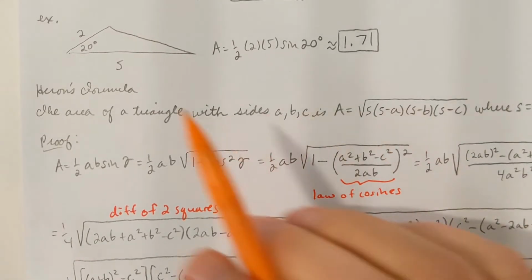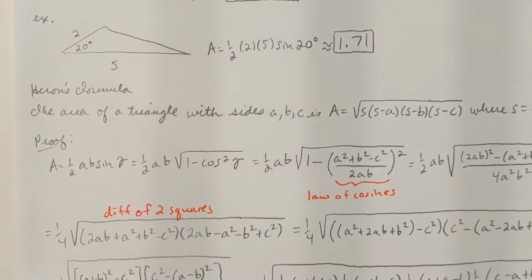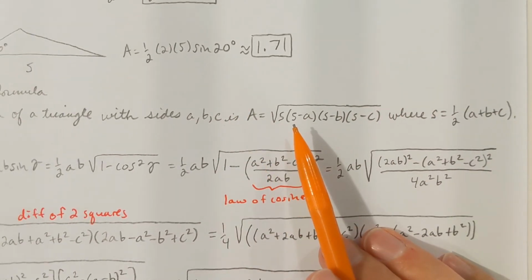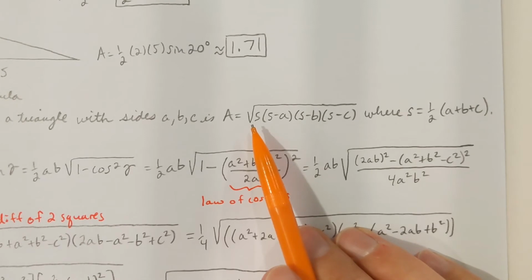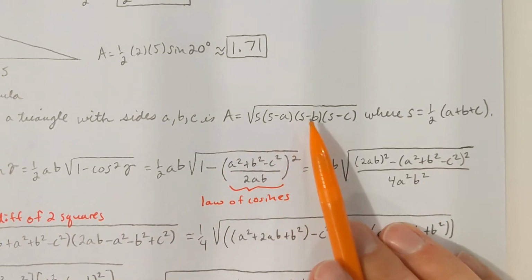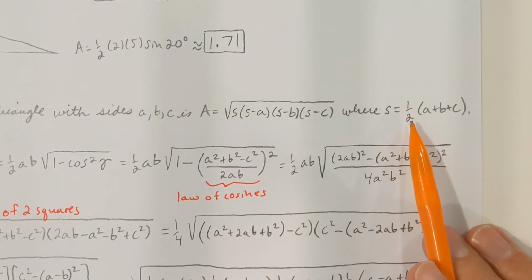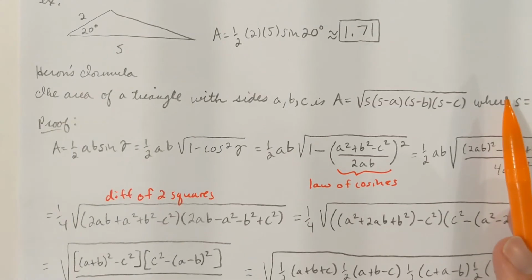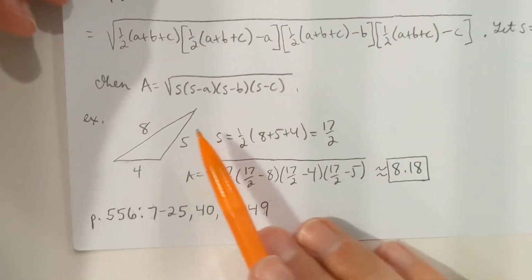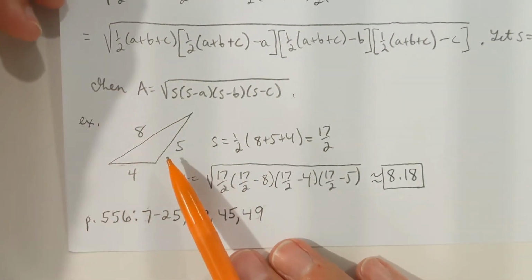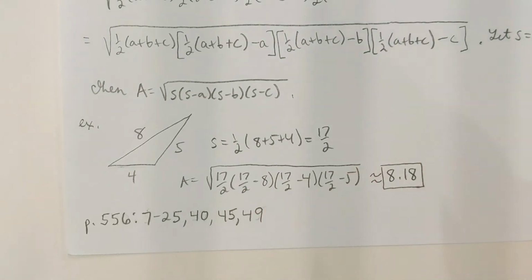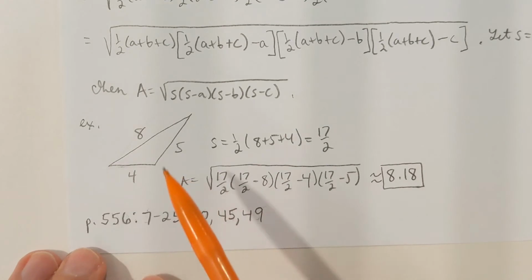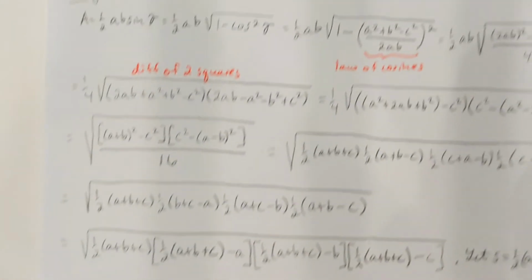Heron's formula is another way to compute area of a triangle. Okay, and here's Heron's formula. The area is the square root of s times s minus a times s minus b times s minus c, where s is 1/2 times a plus b plus c. Okay, now suppose that you have a triangle where you know all three sides. It doesn't matter what kind of triangle it is. It could be a right triangle or an acute triangle or obtuse or whatever. Doesn't matter. If you know all three sides, you can compute the area of that triangle by using Heron's formula.